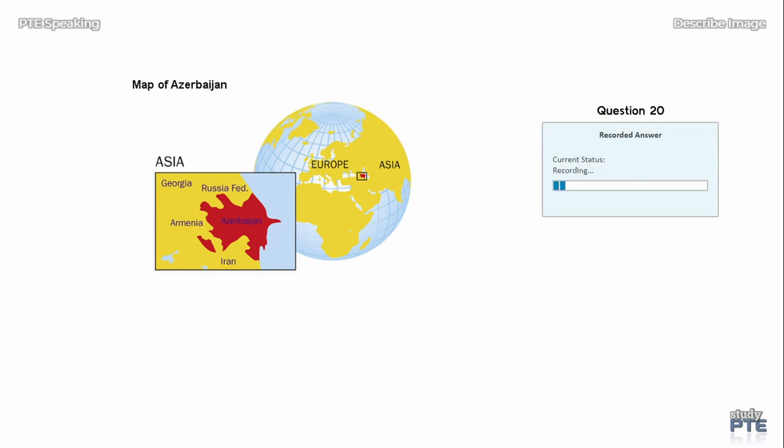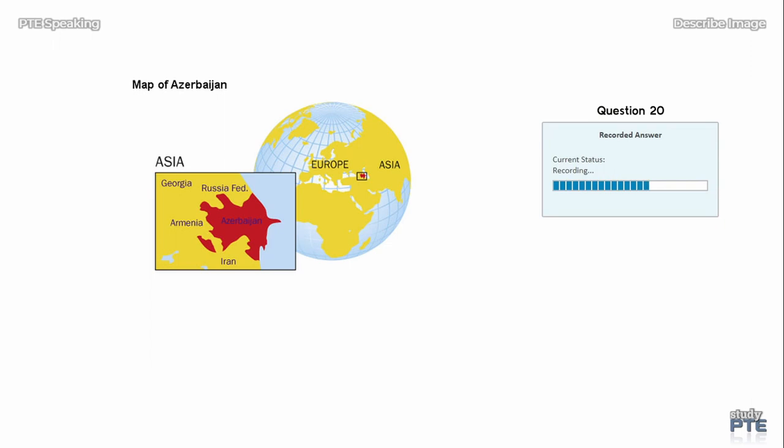The given image shows information about map of Azerbaijan. It also provides information in various categories such as Europe, Asia, Georgia, Armenia, Iran, and Russia Federation. It is clearly visible from this image that Azerbaijan is shown by the red color. On the other hand, Iran and Armenia are shown by the yellow color.